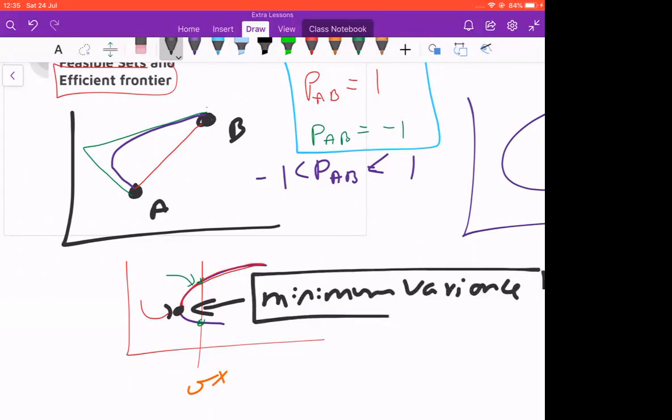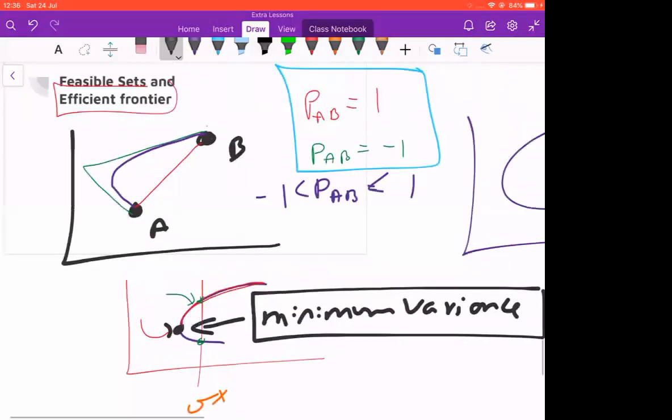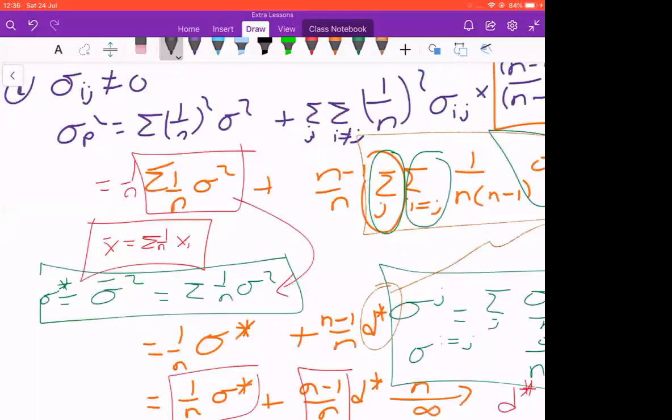Sometimes, depending on which book you use, the words minimum variance and efficient frontier are used interchangeably. Sometimes I've also seen it in question papers where they say find the portfolio, not necessarily because it's on the minimum variance, but because it's on the efficient frontier. So this is the first part of our lesson, and then we're going to go to the second part of our lesson.